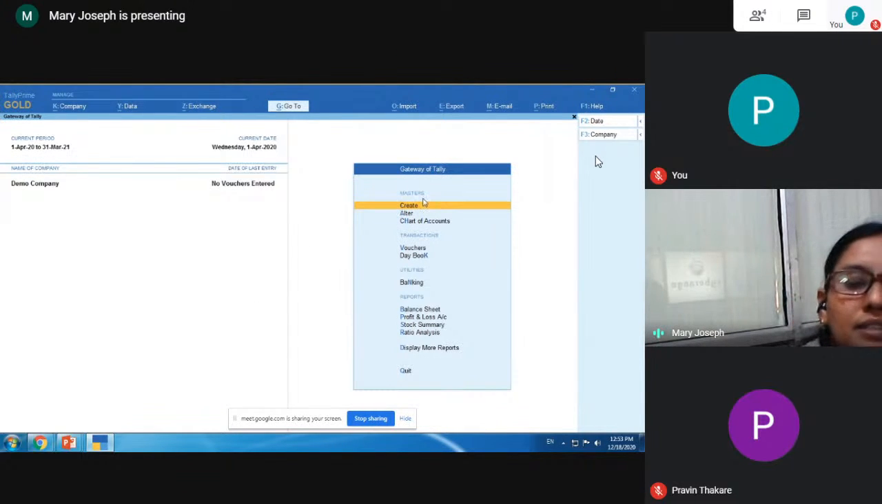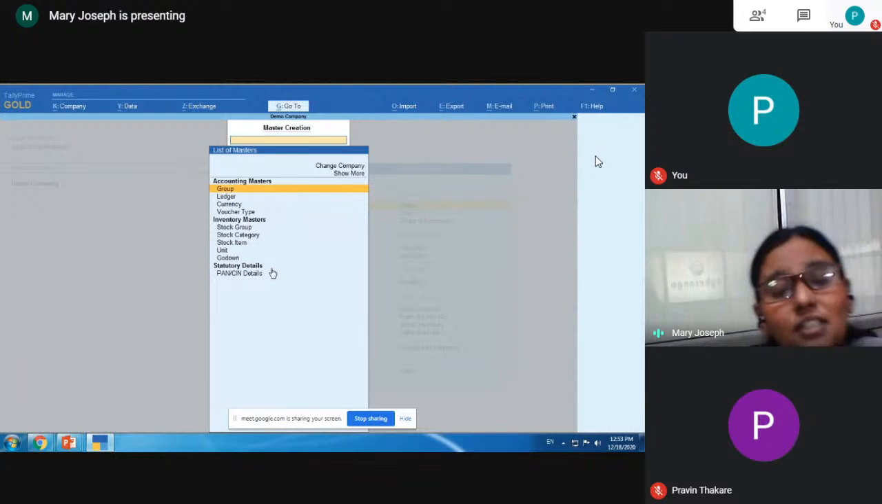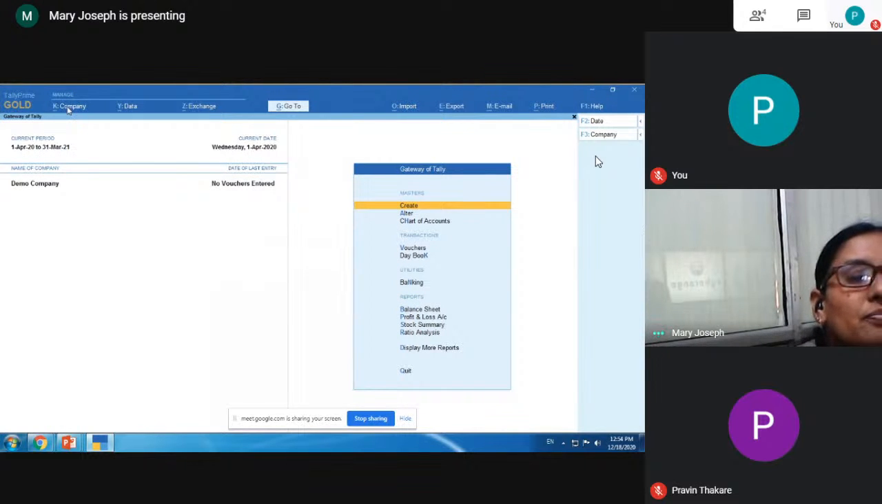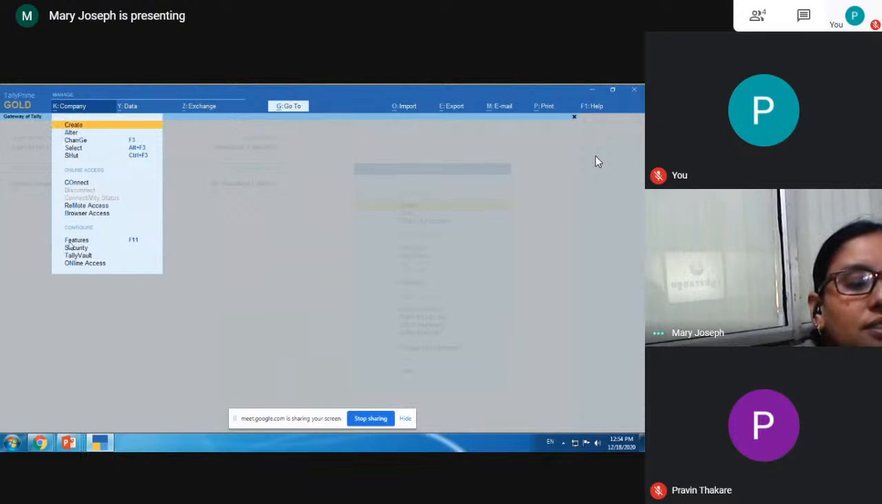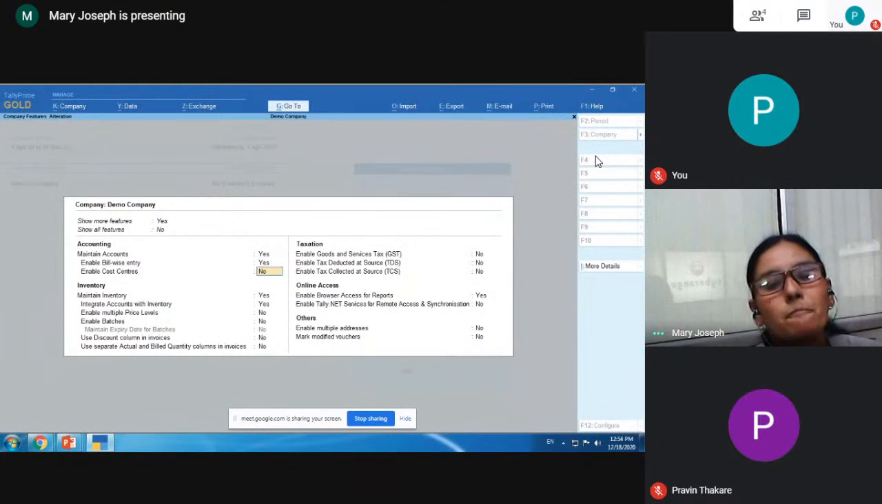Here you can create masters. These are all the masters: accounting masters, inventory masters, and statutory details masters. Now, how can you activate GST in Tally Prime? This is a feature. You can click on the feature option. Now, check it out. Features display on your screen. Enable goods and service tax.